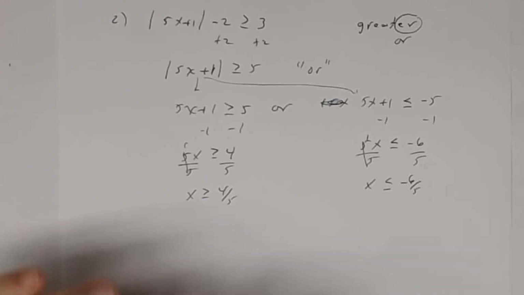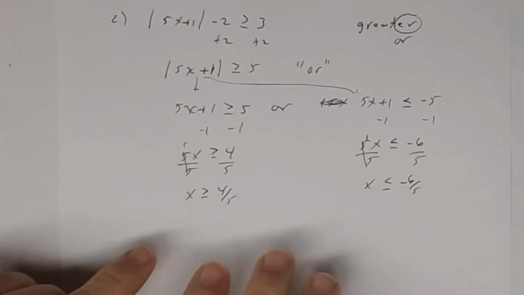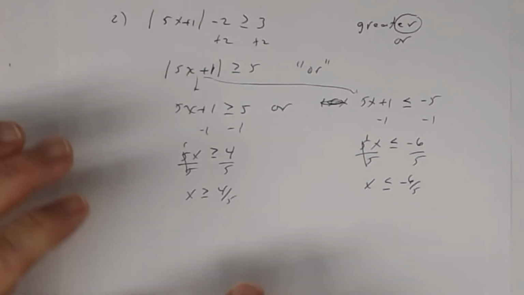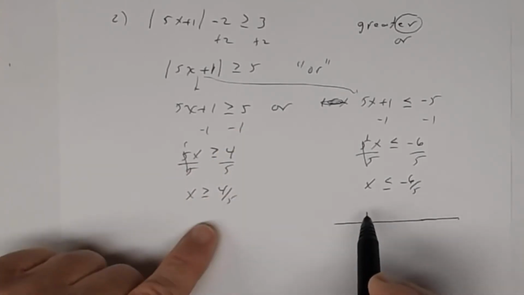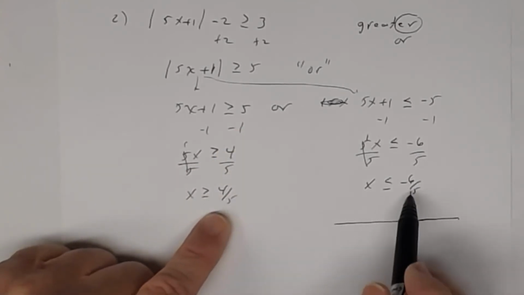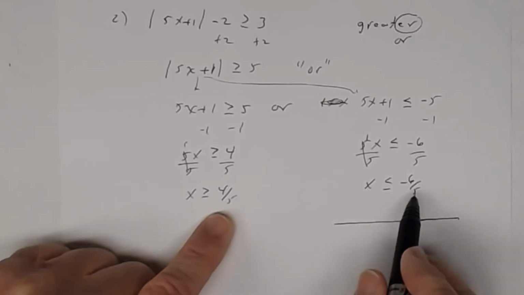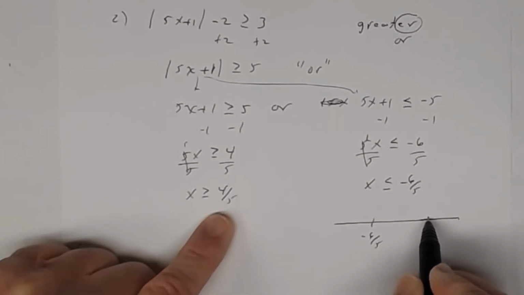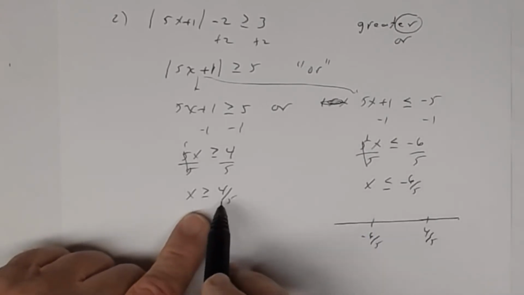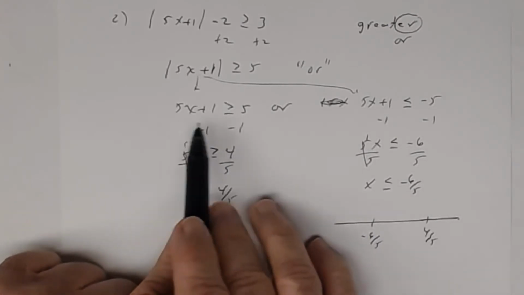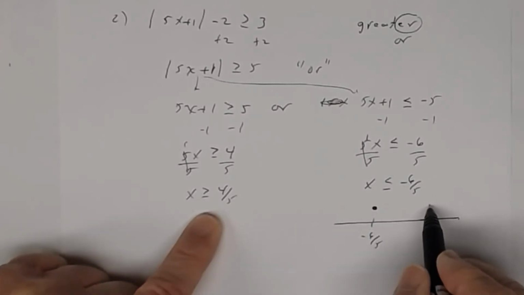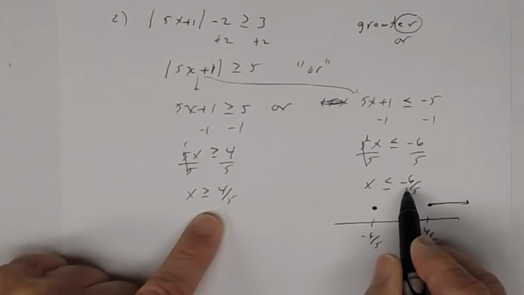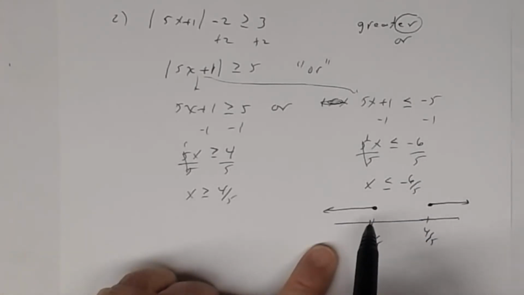Now the directions say to write this in interval notation. Before we do that, let's look at the graph. When you have an or statement, look at the graph for a moment. On the graph, make sure you put the numbers in the right order. So negative 6/5 is going to go here, and then 4/5 here. The solutions to this inequality is x greater than 4/5, and for this one, that's this one. So this is an or statement.